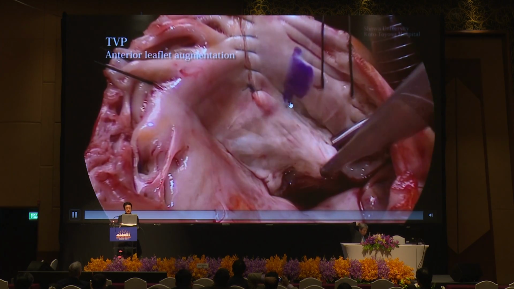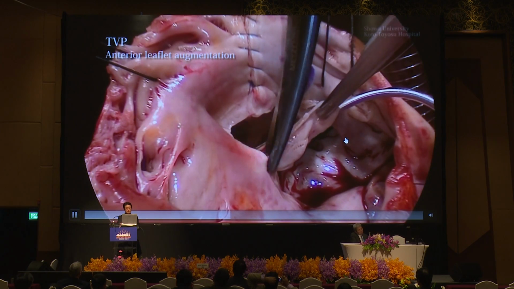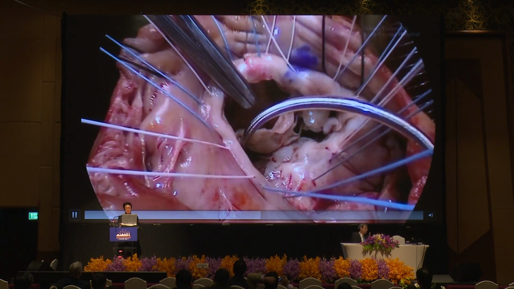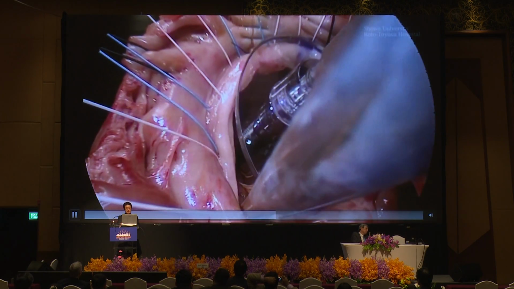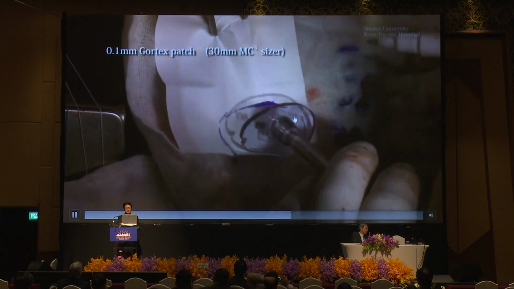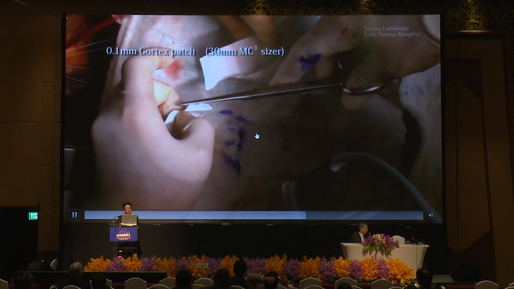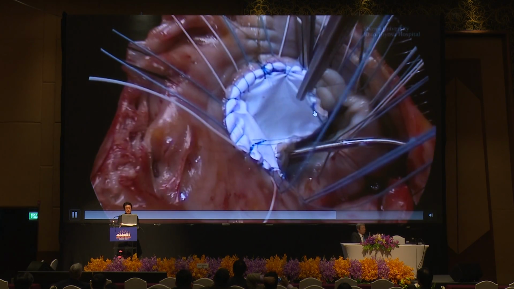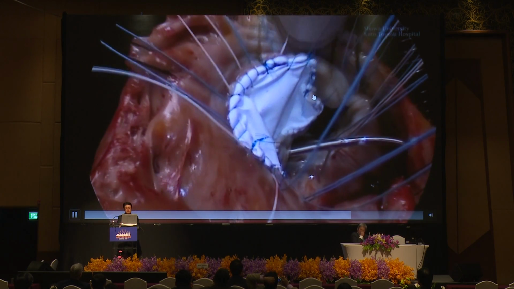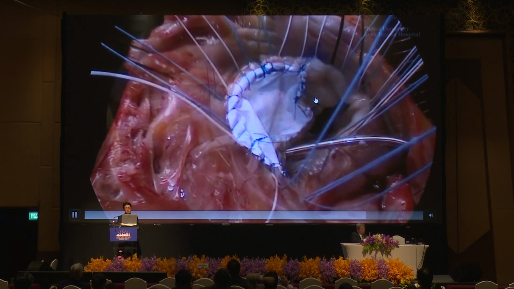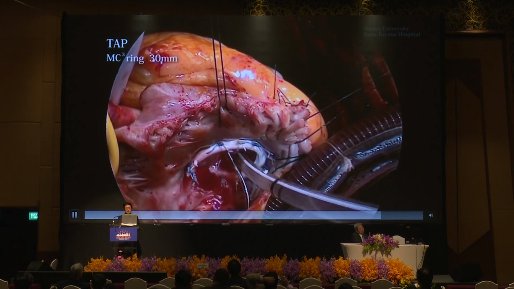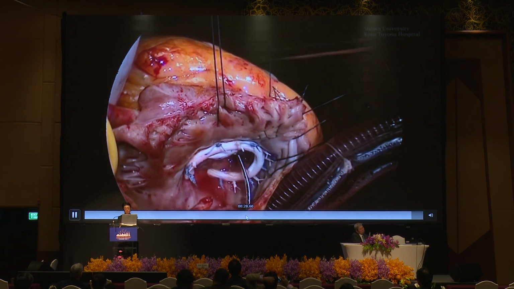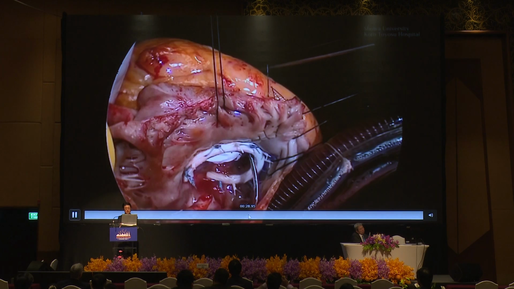So I marked the commissure between the anterior leaflet and the posterior leaflet, and then detached the anterior leaflet from the annulus. And the annular stitch was placed, and then the gap where the anterior leaflet was detached was sized with the MC cube sizer, and then a 0.1 millimeter Gore-Tex patch was sutured with 6-0 Prolene sutures. And the same size of ring as the gap was used, and had a good result.